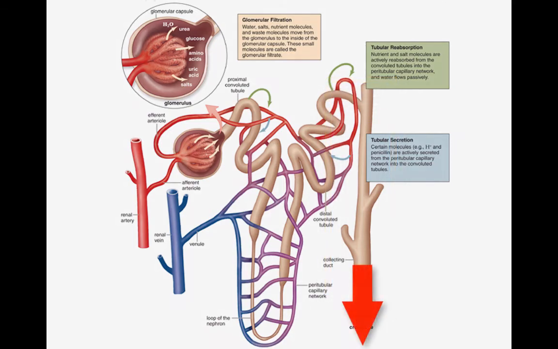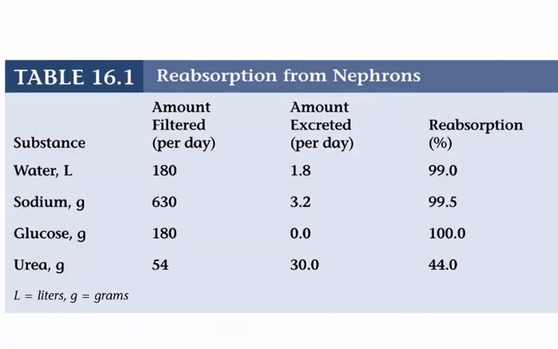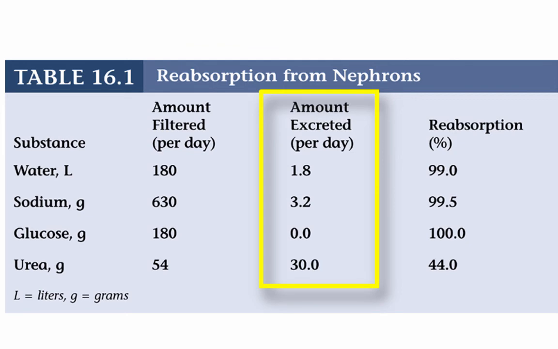the bladder for storage. The end result of urine formation is 99% of water, 99.5% of sodium ions, 100% of glucose, and 44% of urea, a type of nitrogenous waste, is all reabsorbed back into the blood of the peritubular capillaries. The remainder is excreted out of the body as urine, which is roughly 1.8 liters of water, 3.2 grams of salt, and 30 grams of urea per day.